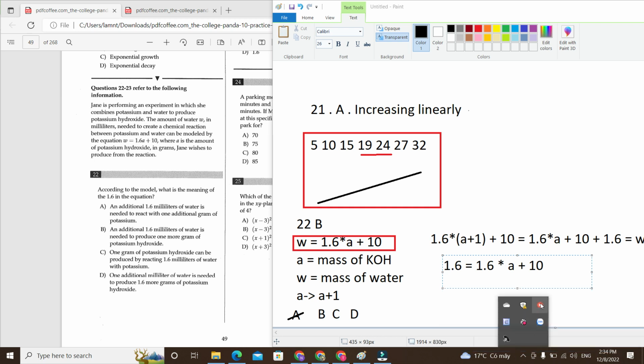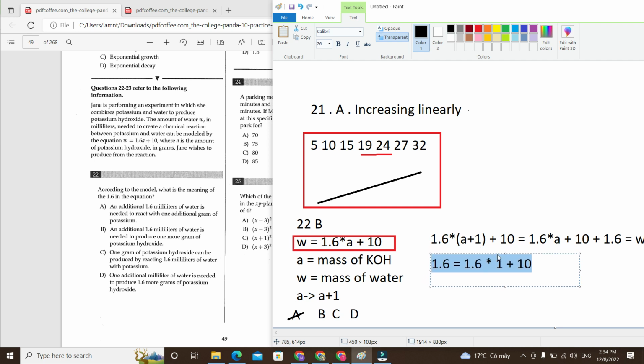They ask here, 1 gram of potassium hydroxide, which is A. So A is 1. Can be produced by reacting 1.6 milliliter of water with potassium. This is actually wrong. This equation makes no sense. You see, this equation is wrong on itself because you can see we put A, 1 gram of potassium hydroxide.